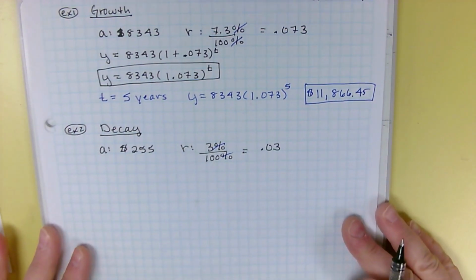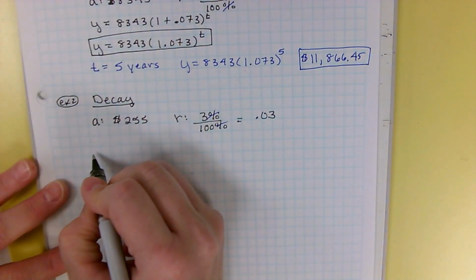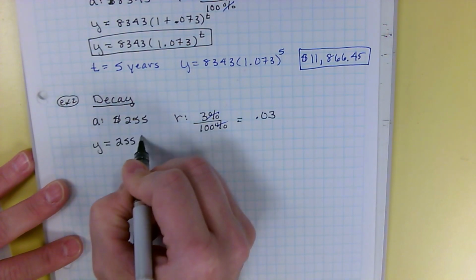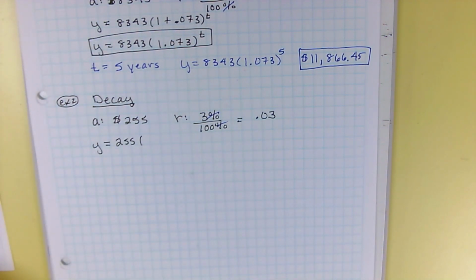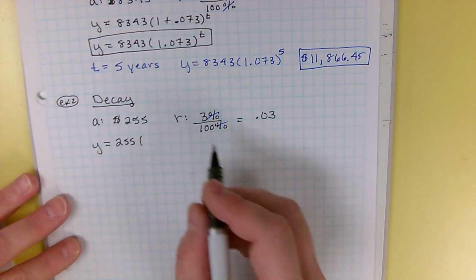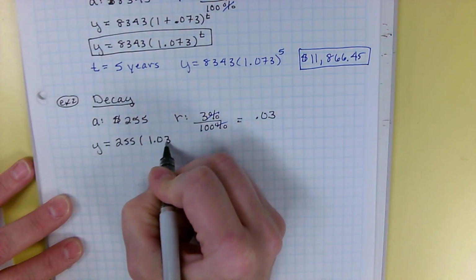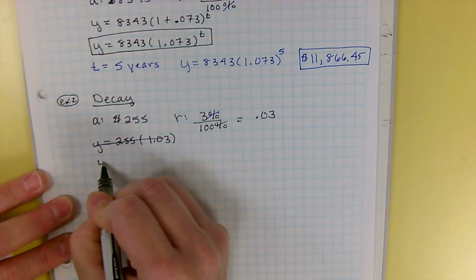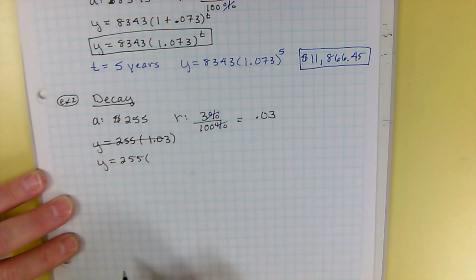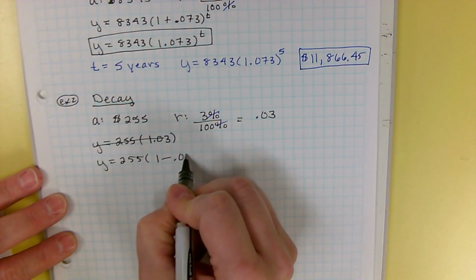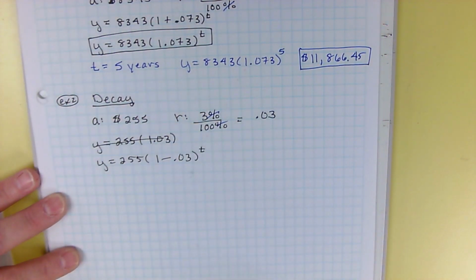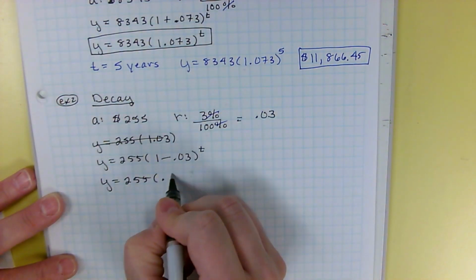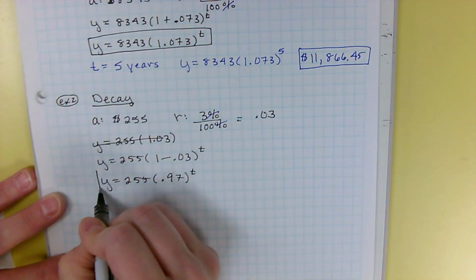All right, now we're going to put this into the decay equation. So y equals A, which is 255, times, and I'm going to go ahead and add the 1. It's 1 plus 0.03, so 1.03. I'm sorry, you have to subtract. I added, but this is decay, so you have to go 1 minus 0.03 to the t. This is decay, not growth. So that would be 0.97 to the power of t.